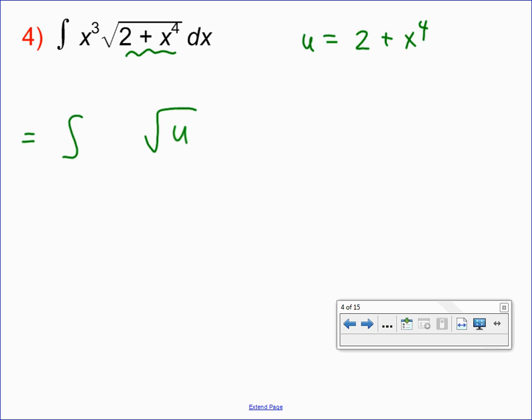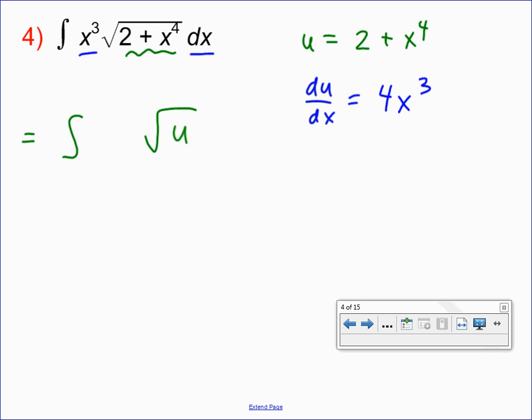However, I've also got these other pieces. I've got an x cubed and a dx, and I need to see exactly how those relate to du so that I can complete my substitution, and then find an antiderivative with respect to u, because I have now u as the independent variable in my integrand function. So let's go ahead and generate the relationship between du and dx by differentiating both sides with respect to x. If u equals 2 plus x to the 4th, then du/dx equals, the derivative of 2 is 0, plus 4x cubed.